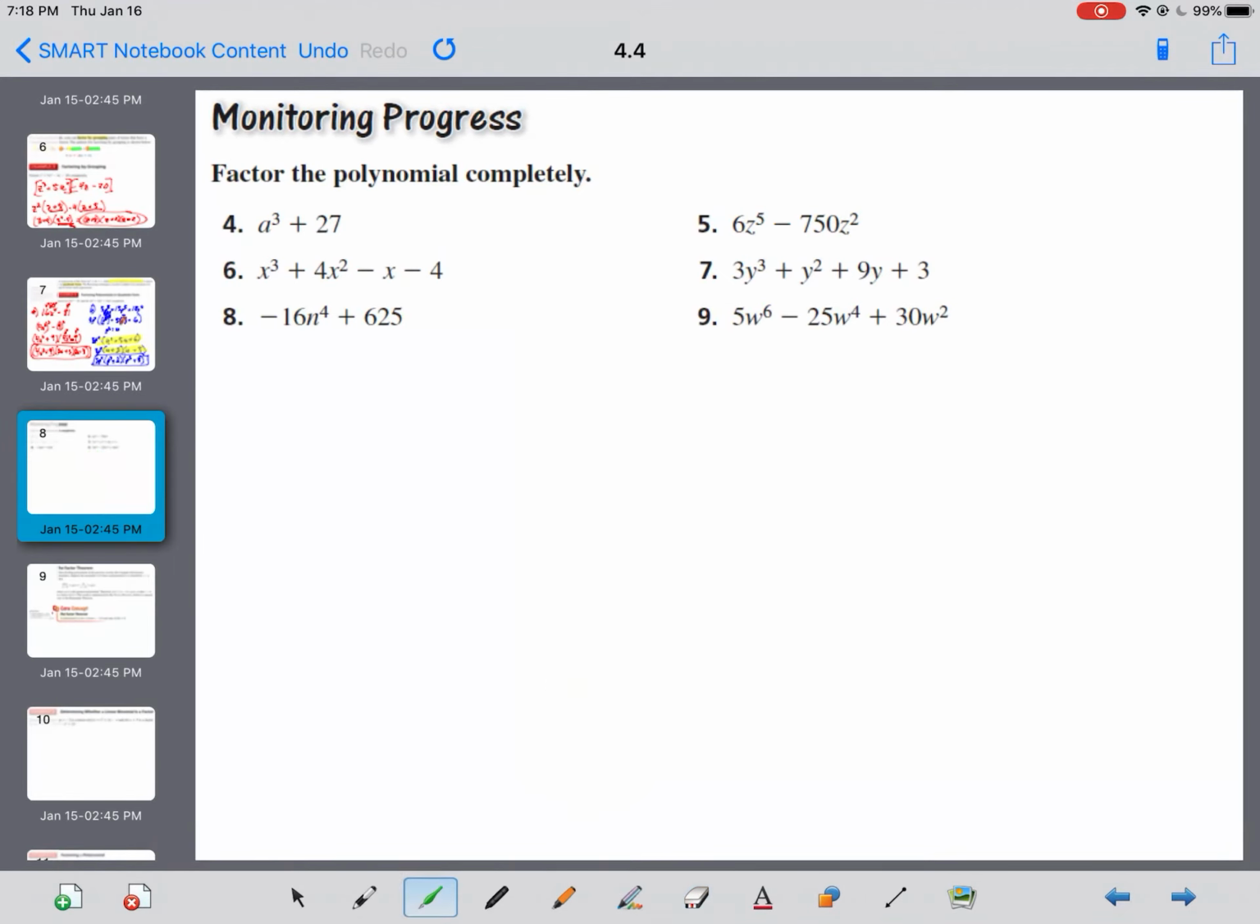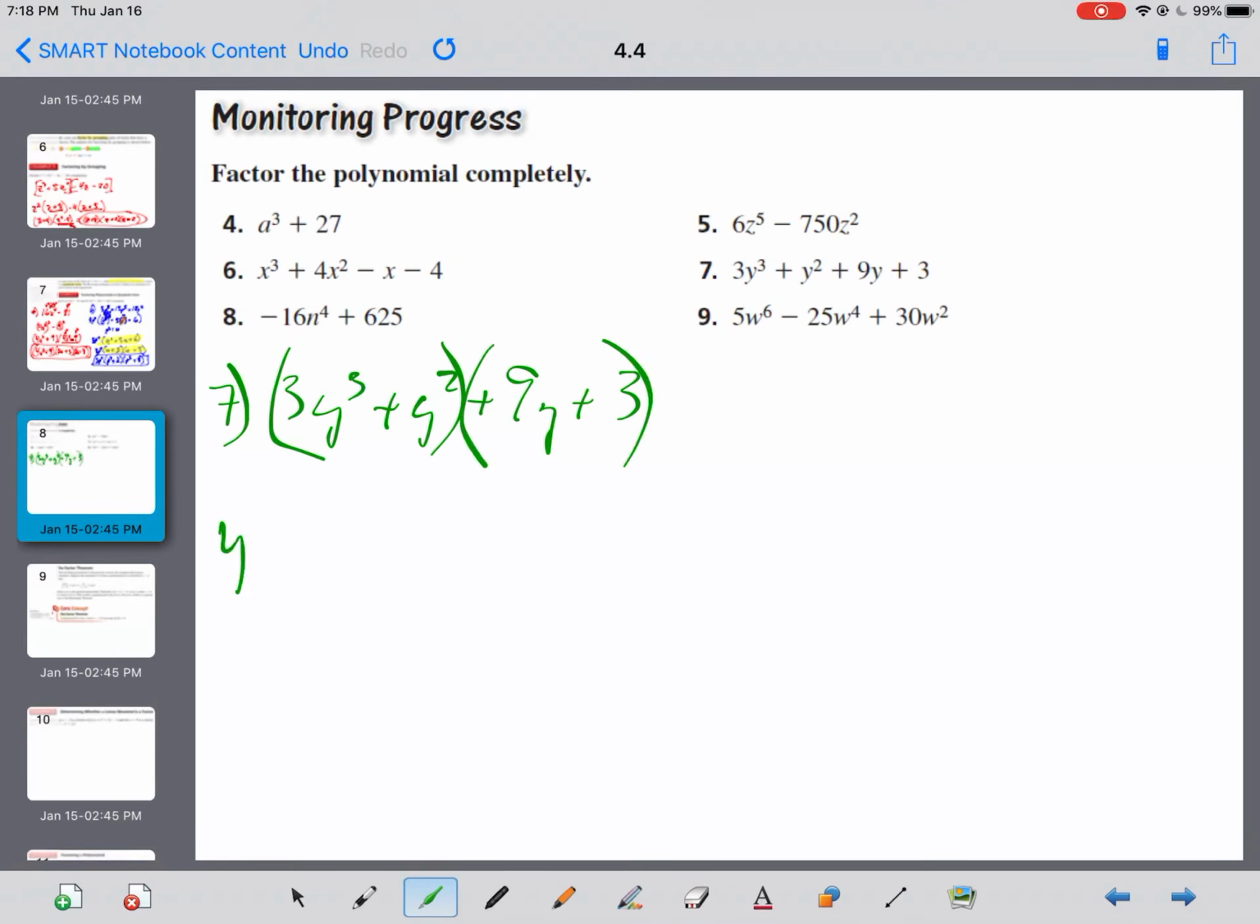Now let's look at 7, 8, 9. The whole reason why 6 is afraid of 7. All right, 3y to the 3rd plus y squared plus 9y plus 3. I'm going to group these first ones, group these last ones. I'm going to pull out y squared, leaves me 3y plus 1. In here, I'm going to pull out a 3, which leaves me 3y plus 1. That's what I have in common.